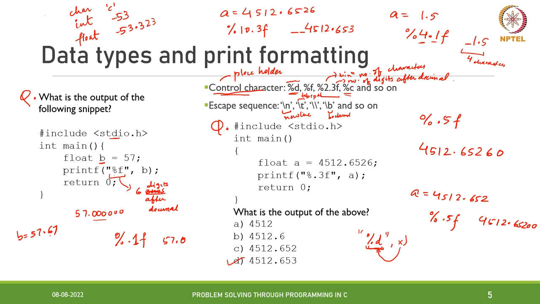That is fine. 0.3f basically means you're saying I want any number of characters, because the minimum number of characters is 0, so it will print as it is.